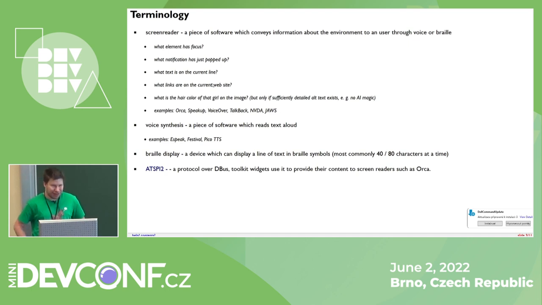And of course, then something a little more technical. There, for Linux, the main accessibility system is called AT-SPI2, which basically allows the applications to describe themselves in a form of a tree of some accessible objects, and the screen readers can do some queries about this tree.